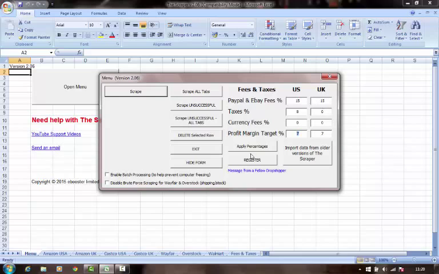Once you've got all these calculated, simply click Apply Percentages. That will apply the percentages on all calculations on all tabs. So on all US tabs, you're going to have 15, 8, 0, and 7 in my example here, and on both UK tabs, you'll have 15, 0, 0, and 7 in my example here. And again, you can change these to whatever suits you.